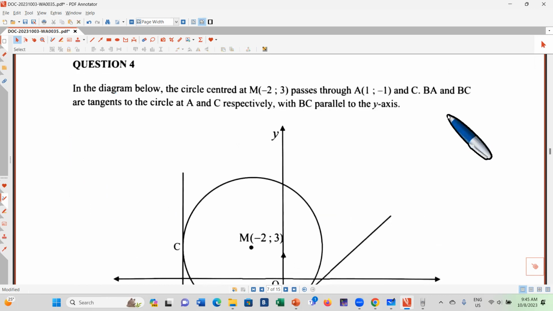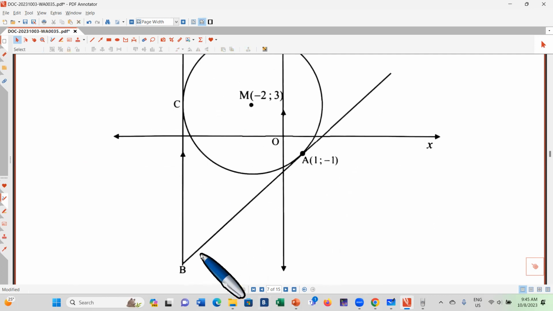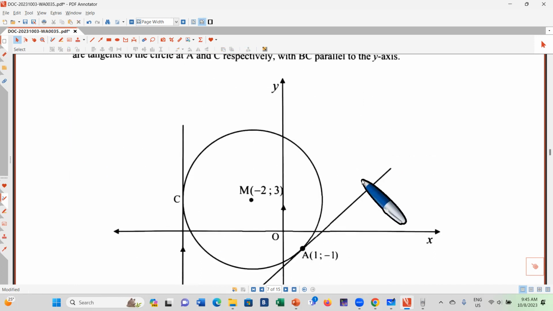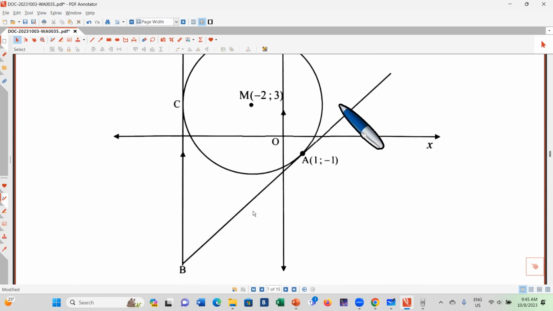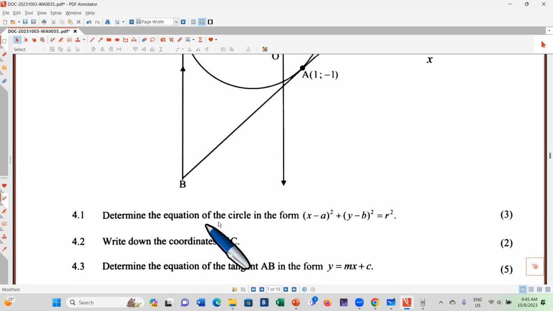Right. So we have BA and BC are tangents to the circle at A and C respectively. So we have BA and BC, those are the tangents. Right, with BC parallel to the y-axis, here BC is clearly parallel to the y-axis. Okay, we can see that. Next question. Determine the equation of the circle in the form this.